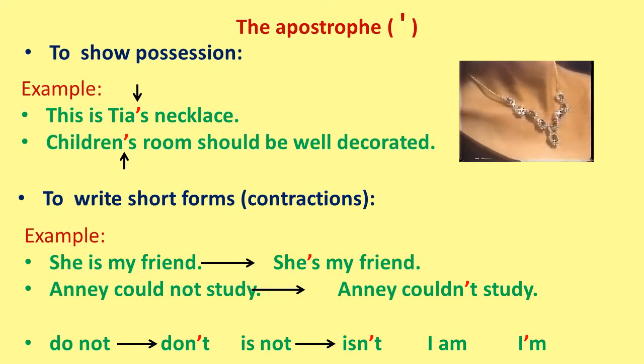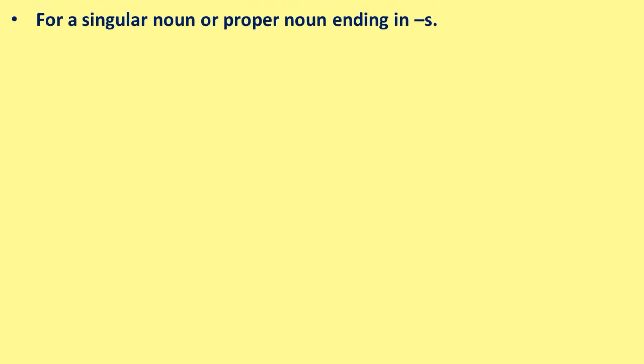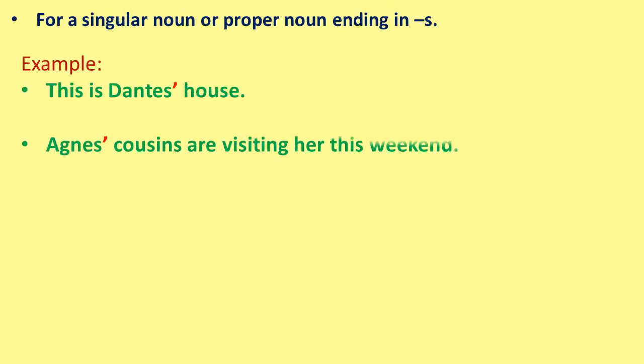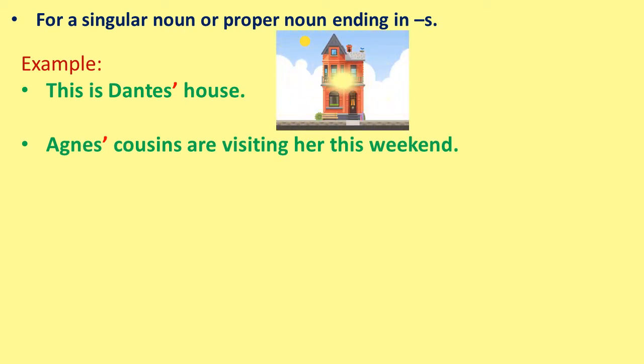We also use apostrophe for a singular noun or proper noun ending in S. The apostrophe is used after the S. For example, this is Dante's house. Or Agnes' cousins are visiting her this weekend.